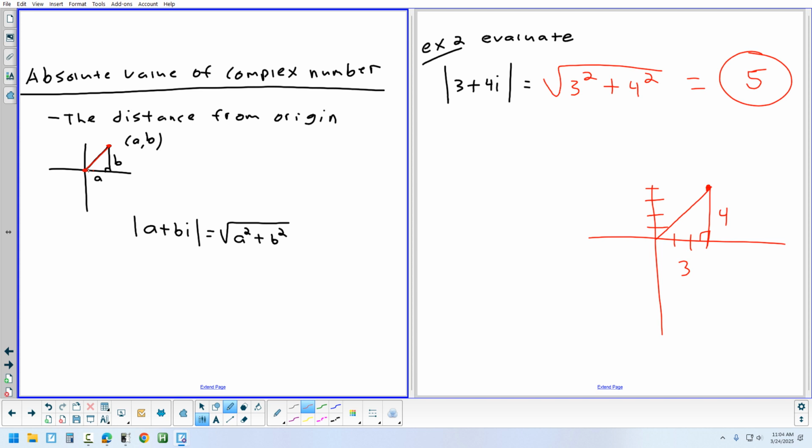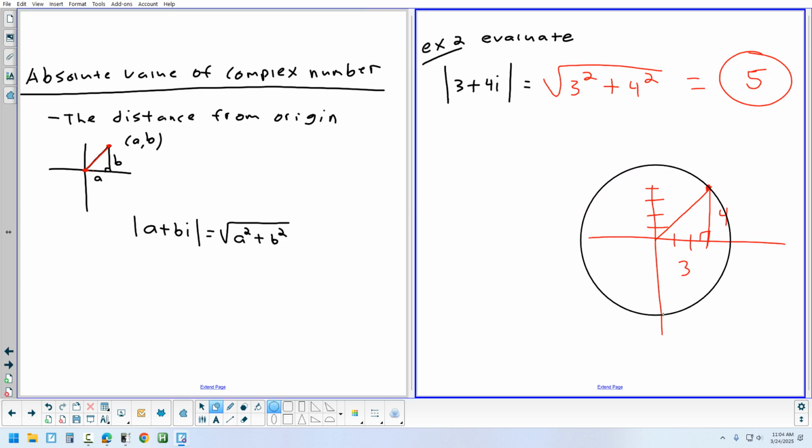Now, I want you to think of that 5 one other way. You can think about it as being the absolute value of the complex number. You can think about it as being the hypotenuse. You could also think about it like that. If you thought about it that way, the 5 is really the what now of that circle? Radius. It is the radius. And it's going to be very important in a minute to think of that point as being on a circle. But that's it. That's how you find the absolute value of a complex number.